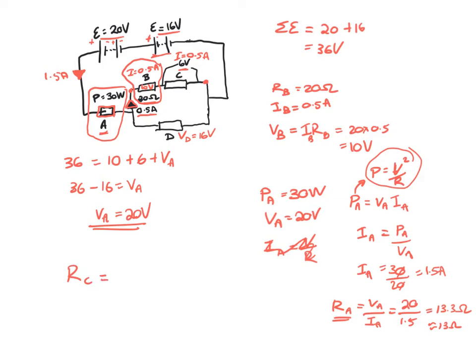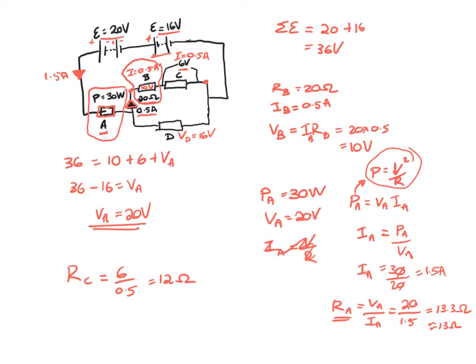I know the potential difference across it, 6 volts, divided by the current across it, which leaves me with 12 ohms. So I already figured out the resistance of C, and I only need to find the resistance of D.